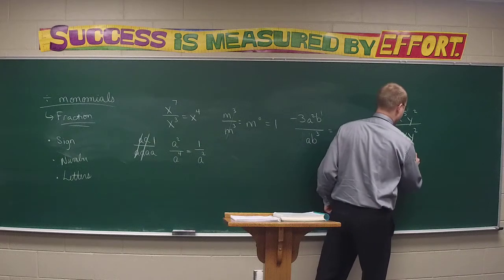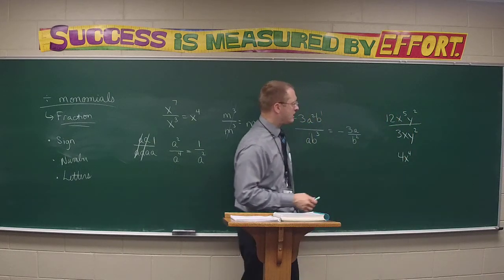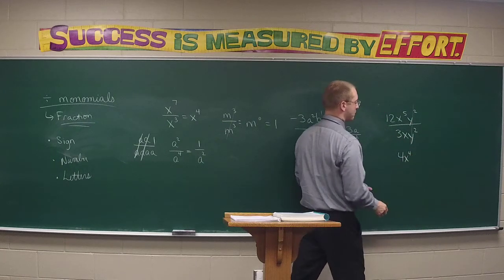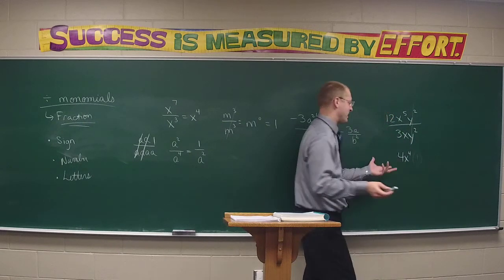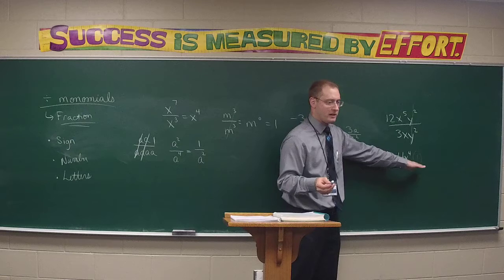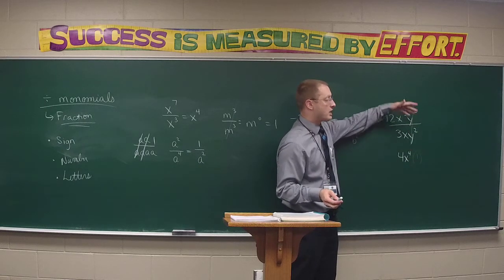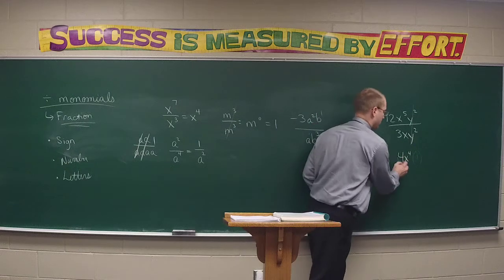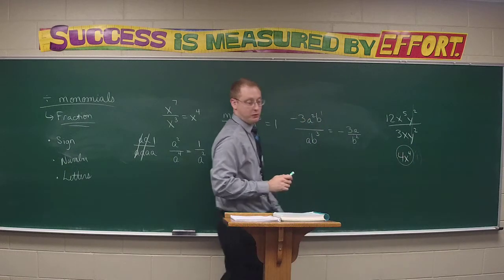x to the 4th, and then I've got a y squared and a y squared. What happens there, class? They cancel. Technically, you could put a 1, but anything times 1 is itself anyway. Do I need to write the 1? Only if there were nothing else left in the numerator. But I've got other stuff here already, so we'll just say my answer is 4x to the 4th.